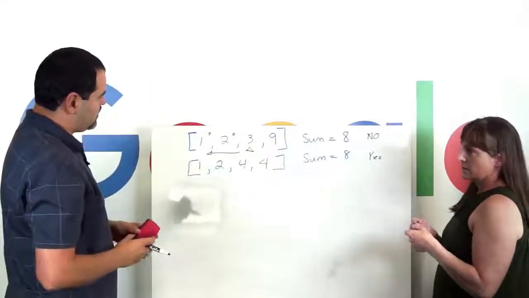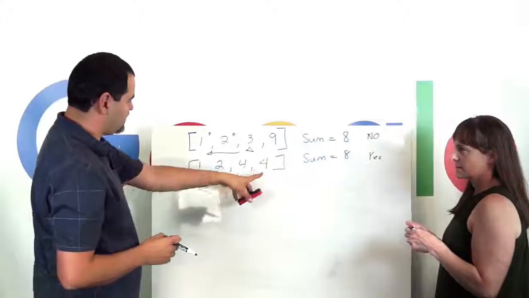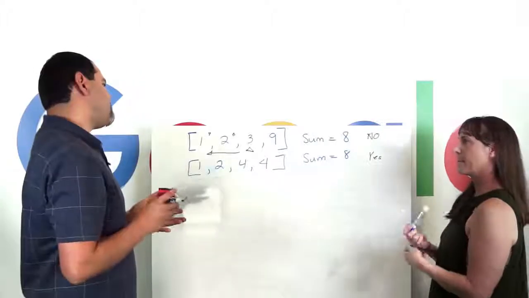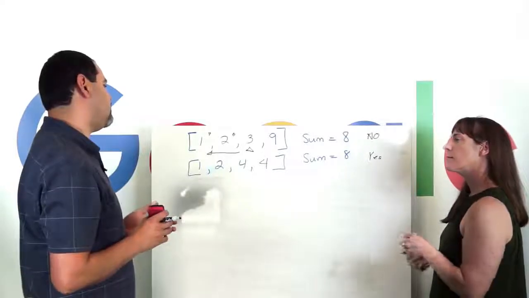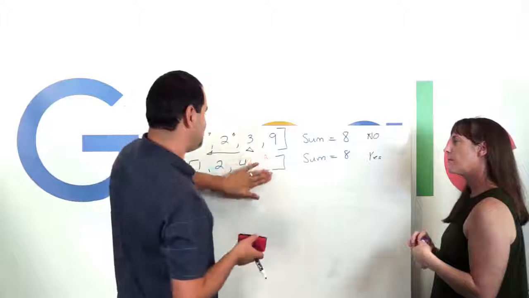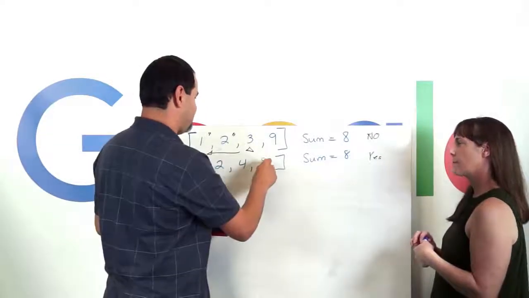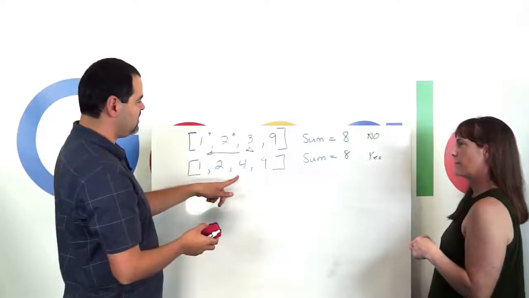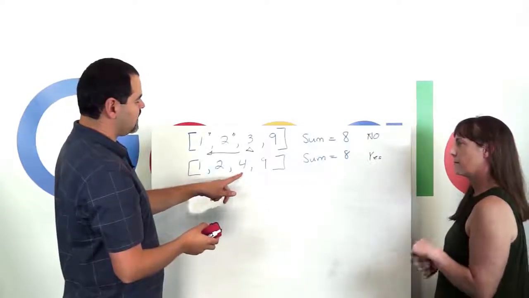I need to be careful though. How am I going to deal with the case of repeated elements? I don't want to say, oh, I have a 4, yes, of course I have a 4, I'm done. That would be a wrong solution. I need to be careful there.